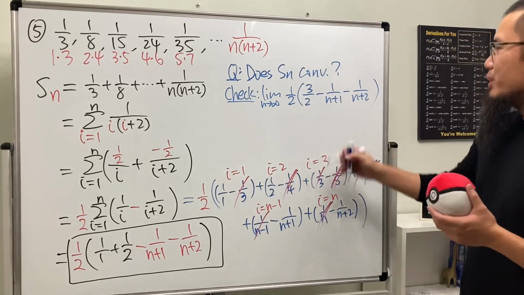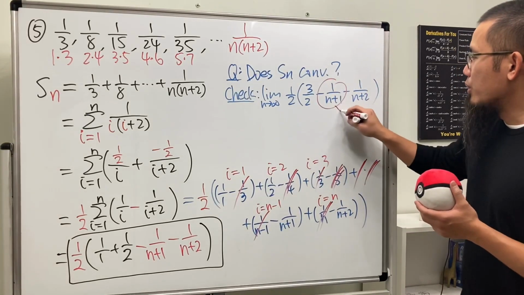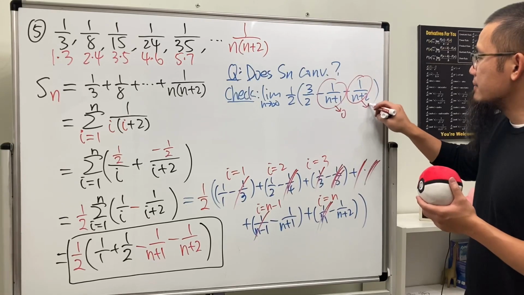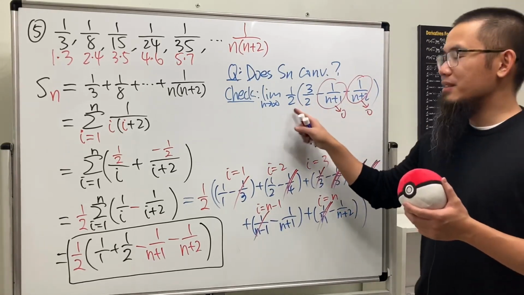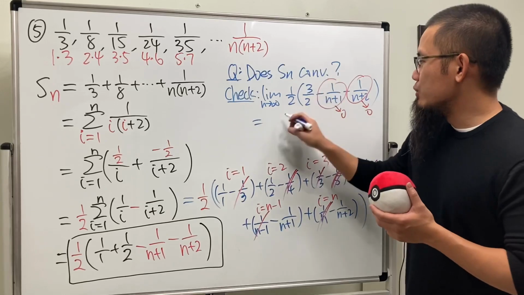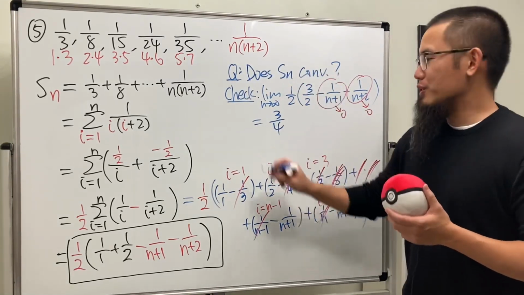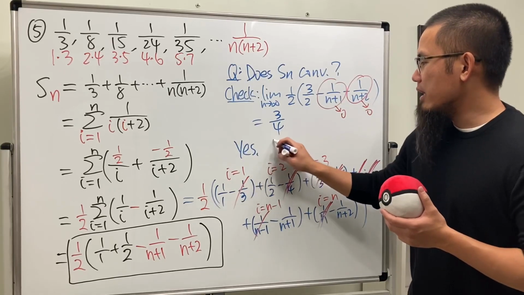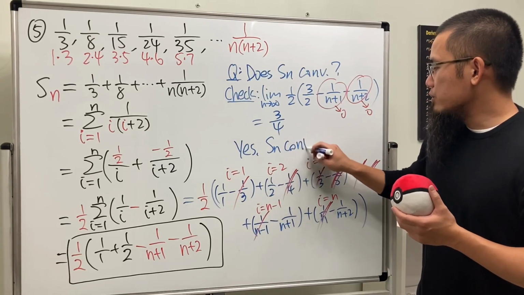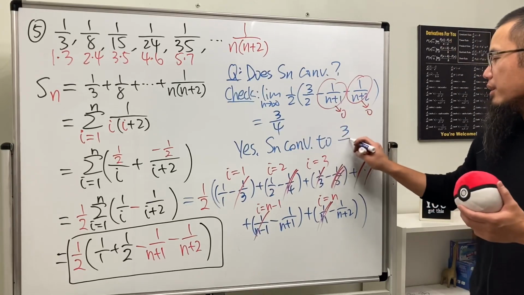Well, to do a limit right here, you see that this is going to approach 0, likewise that. So in fact, we just have this and that. So we get 3 over 4. Does Sn converge? Yes, it does. And we can say Sn converges to 3 over 4.